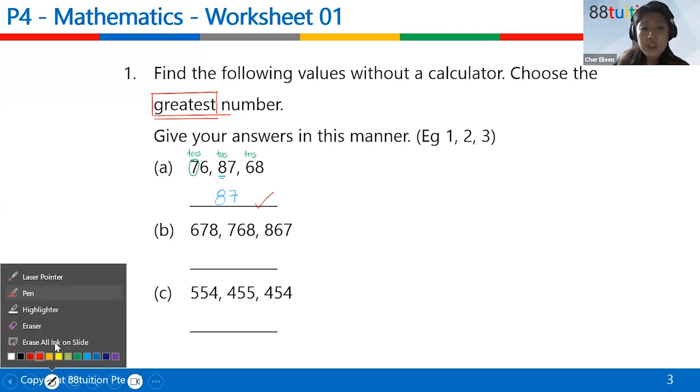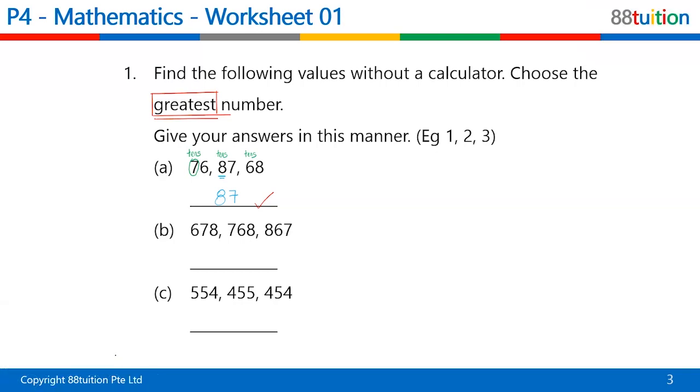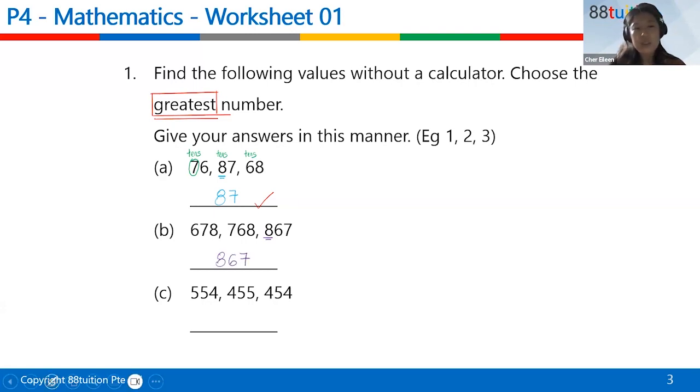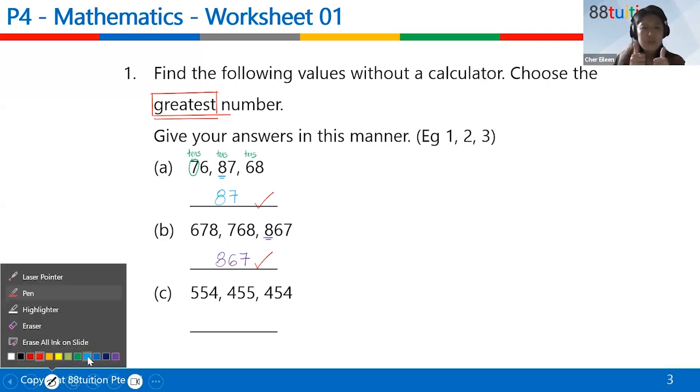We have 678, 768, 867. Who wants to answer the next question? Can raise your hand. Anyone else? I pick people. I pick Ci En. Do you know how to do? Or Lucas? Okay, Lucas, you answer the next question. We get Ci En to answer this one first. Ci En, what will be your answer? 867. Correct, because we are looking at our hundreds now, right? And in our hundreds position is 8, which is bigger than 7 and 6. Very good, Ci En. Thumbs up for you.